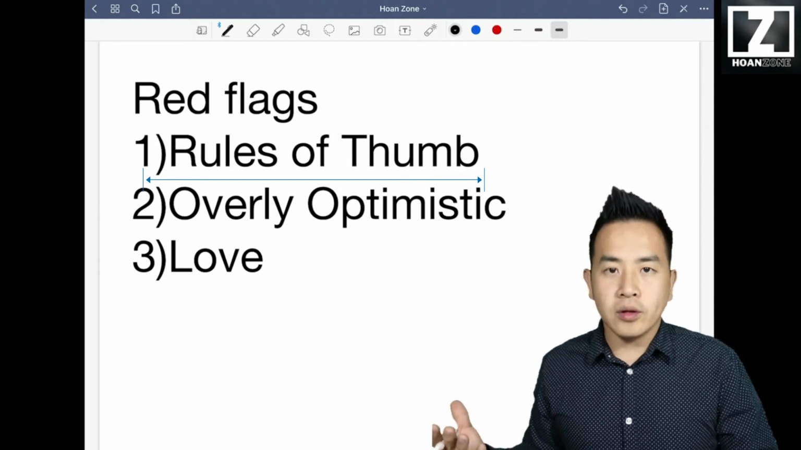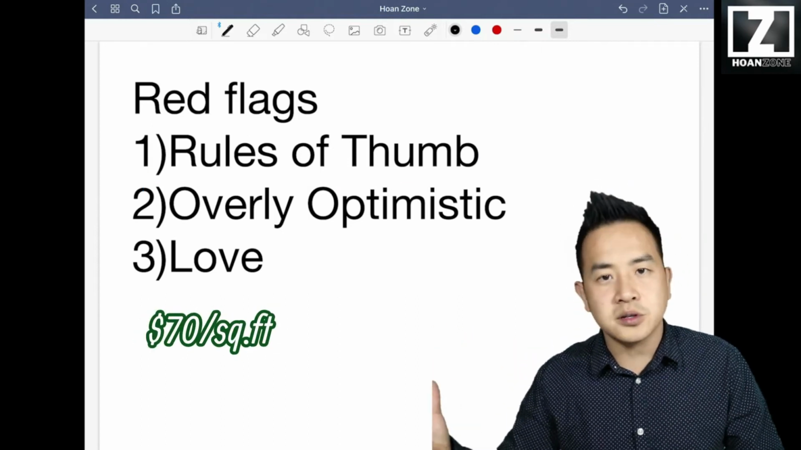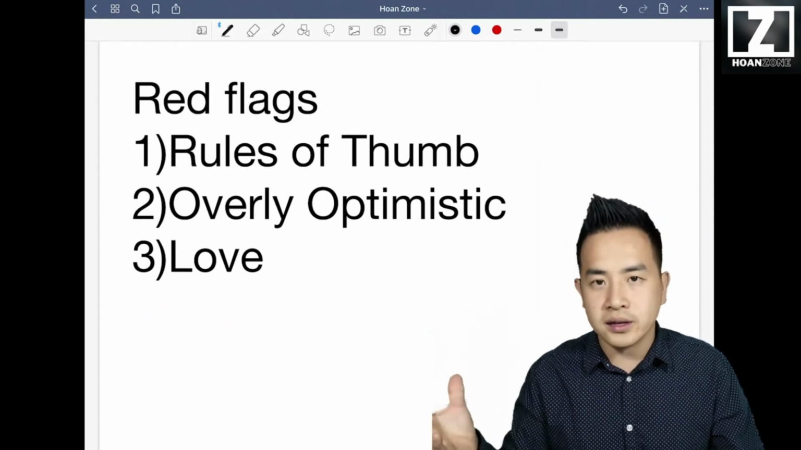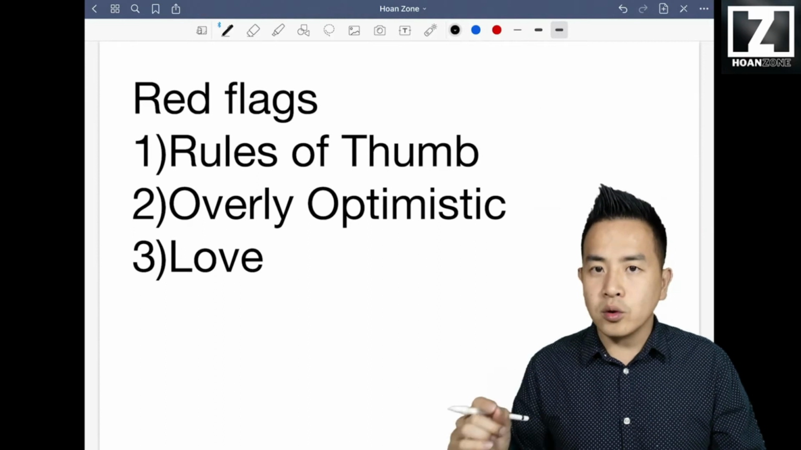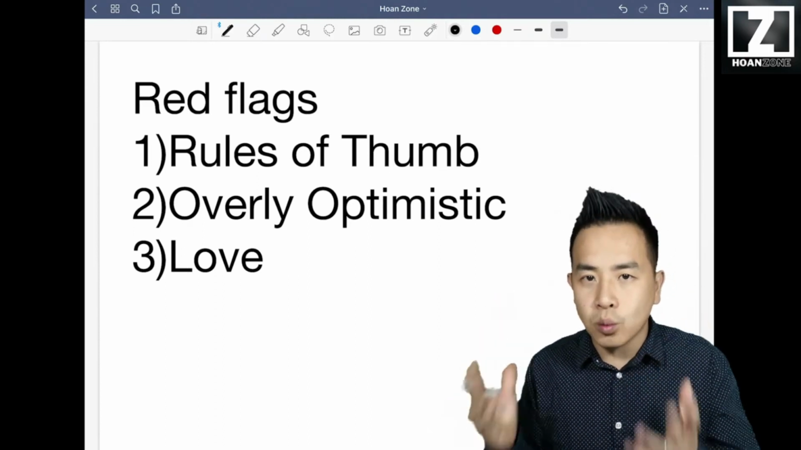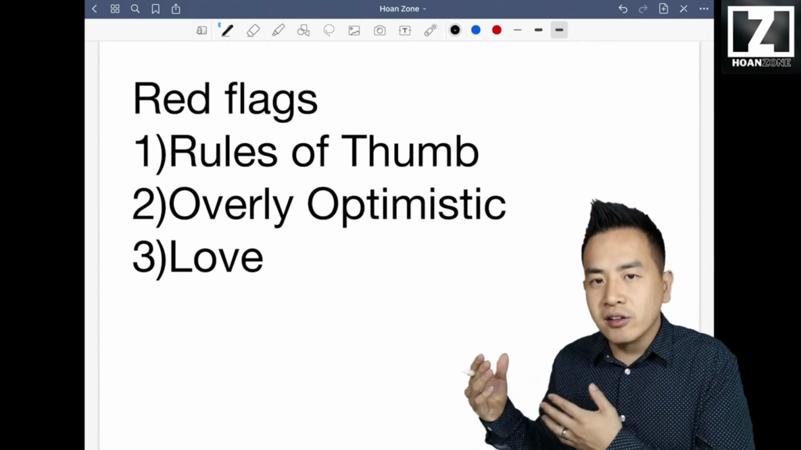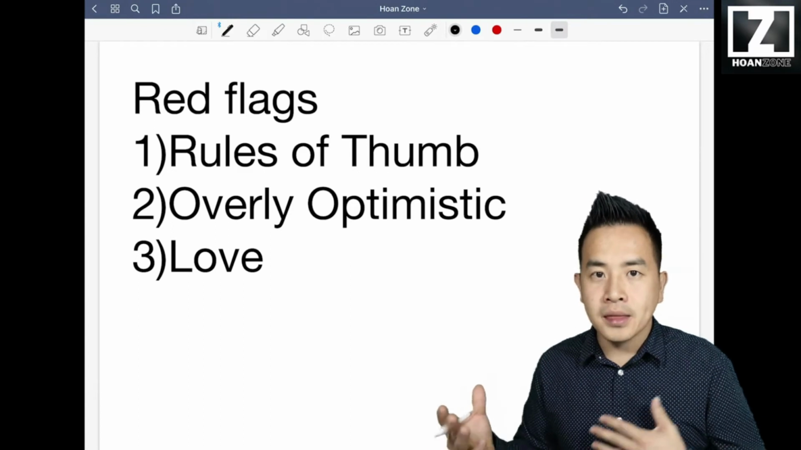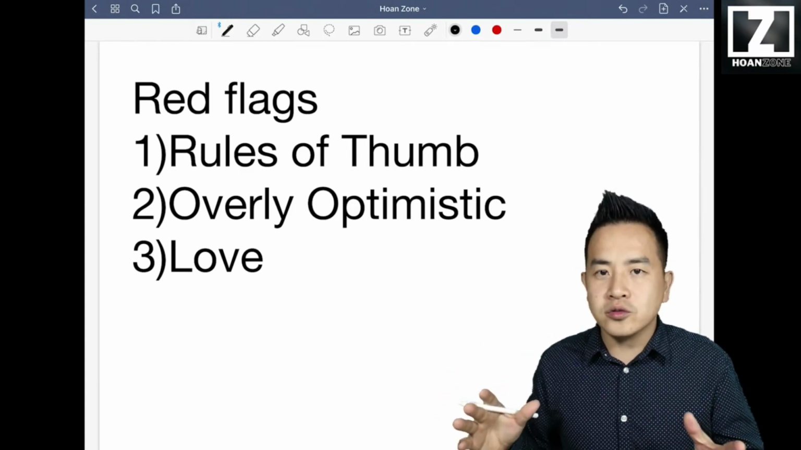People will give you a rule of thumb like, oh, the rehab is going to cost you $60 per square foot, $70 per square foot, $80 per square foot, whatever it is. People are going to have these rules of thumb. The problem with the rule of thumb is unless you can find a contractor that will actually do the work at that price, then you can't necessarily use that rule of thumb. You have to be mindful of those rules of thumb.